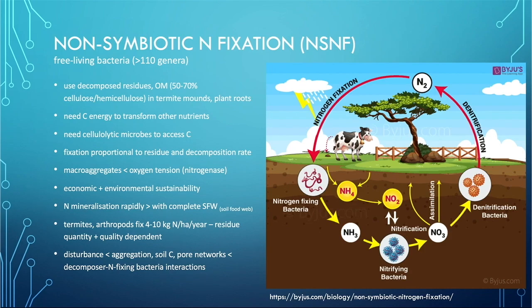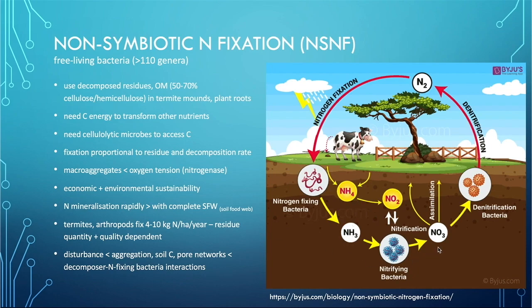And disturbance reduces this aggregation, so we want to minimize disturbance at all cost. It also reduces soil carbon and pore networks. So it reduces the decomposer and nitrogen-fixing bacterial interactions. So we need both bacterial forms. The nitrogen fixers rely on the carbon decomposers. And so therefore we want to maintain that structure of the soil in order for the system to function and bring us gains in terms of food production.